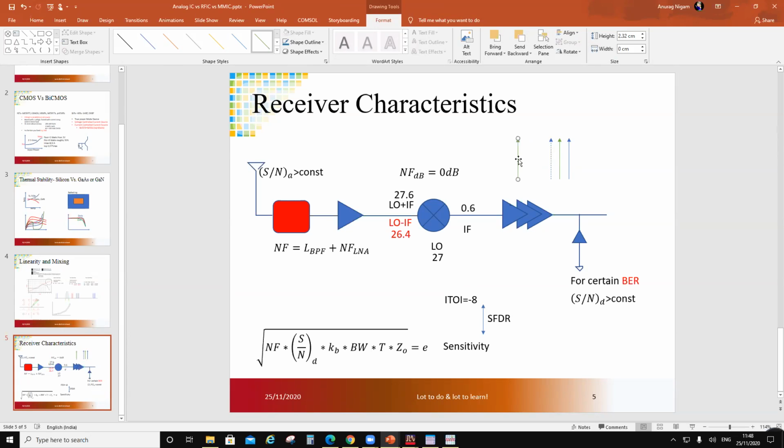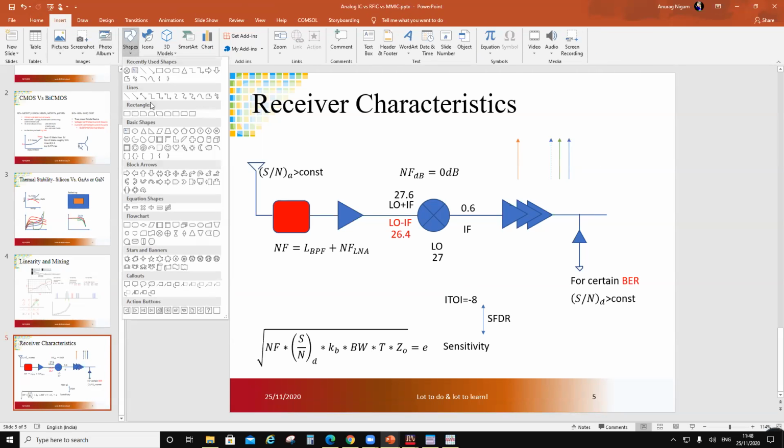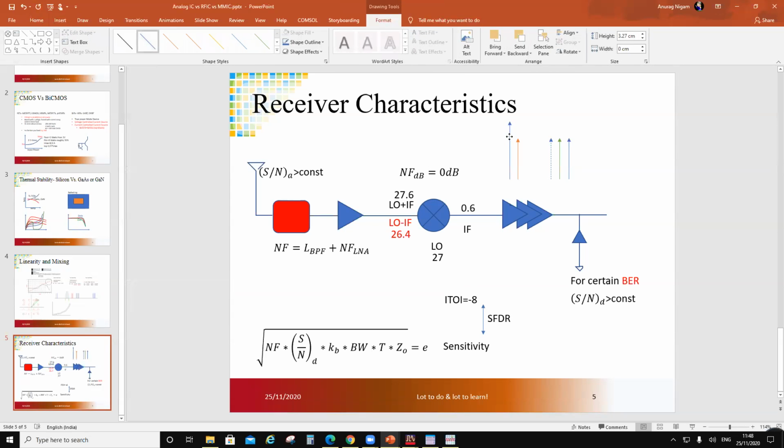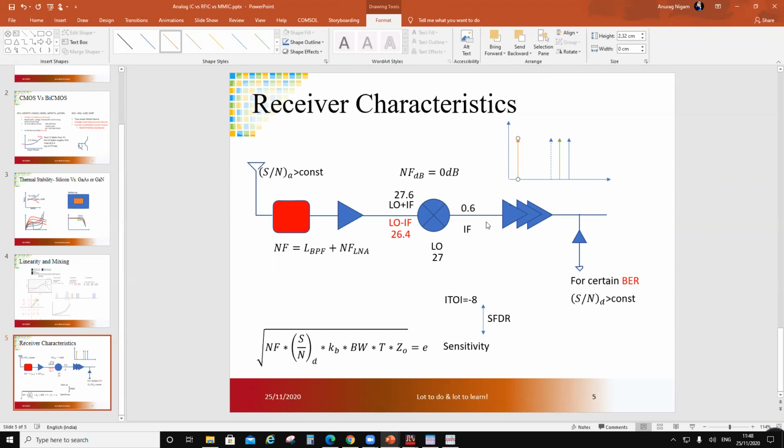Okay, let me draw a reference to this so that you are not confused. So this is my axis. I mix this one with this one to get this one. And if I mix this one with this one, I'll also get this one.